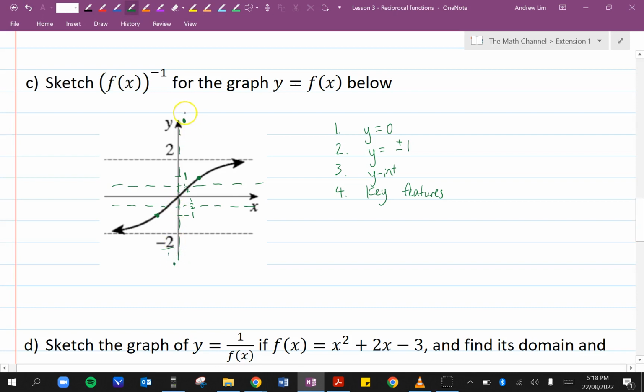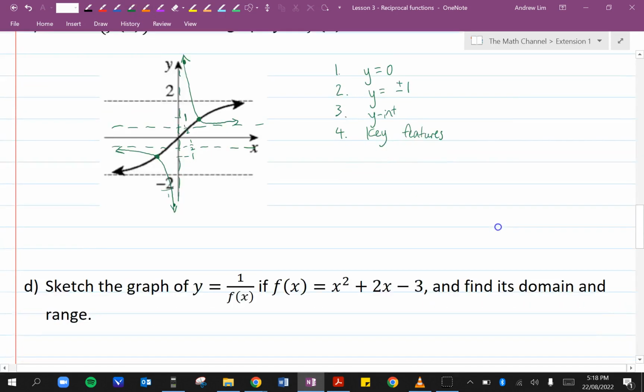And so now we've got enough to graph. Just remember, it's not going to pass through that asymptote. And same with this one. Right, there's an asymptote here, so we need to make sure we do not go through it. Done.